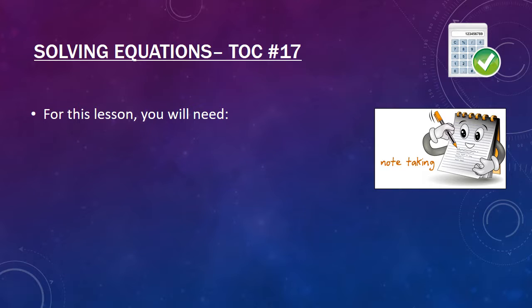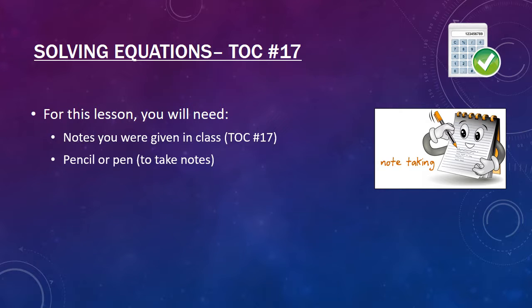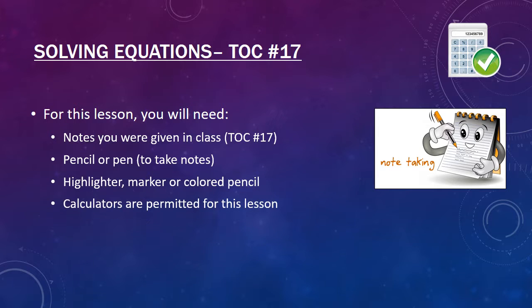For this video lesson, of course, you're going to need the notes you were given in class, TOC number 17, a pen or pencil to take notes. You may want to grab a highlighter marker or color pencil. You probably won't need it as much today because we're not talking about vocabulary, and this is part of our calculator section, so you can grab a calculator if you want it.